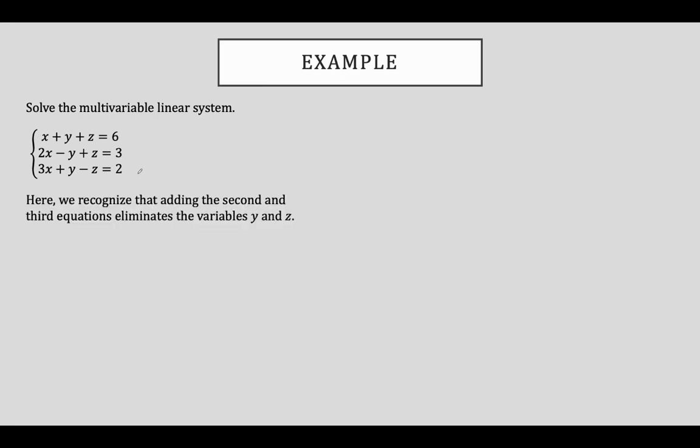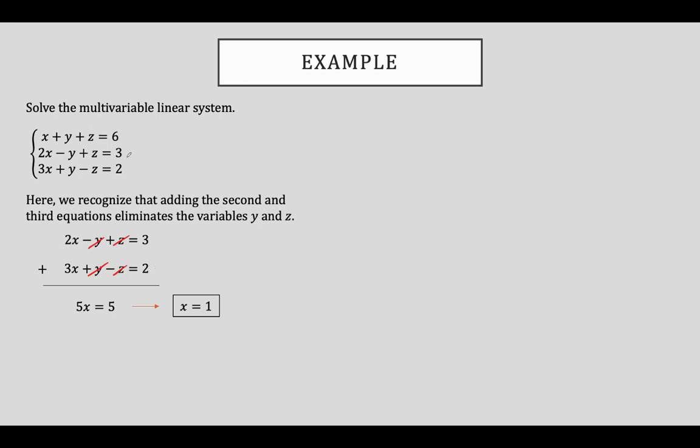And actually, we can recognize here that adding the second and third equations eliminates both variables y and z. Notice that we have opposite coefficients for y and opposite coefficients for z in the second and third equations. So we take those two equations and we add them vertically. 2x plus 3x, that's going to give me 5x. The y's are going to add to 0. The z's are going to add to 0. 3 plus 2 gives me 5. We are left with 5x is equal to 5, which allows us to solve for x. x is equal to 1.